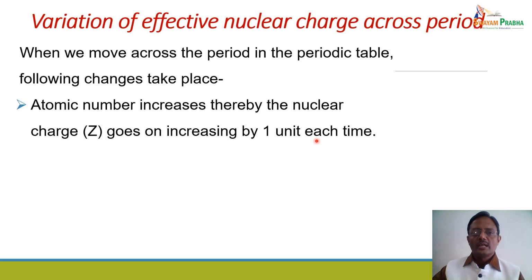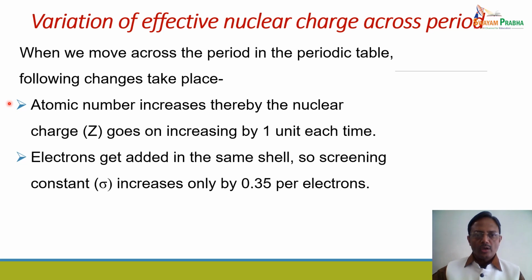Consider an example of lithium. Lithium has atomic number 3. From lithium to beryllium, the atomic number increases by 1 unit, thereby the nuclear charge Z increases by 1 unit each. At the same time, the electrons are added in the same shell, and so the screening constant sigma increases by a factor of 0.35 as per Slater's rule.